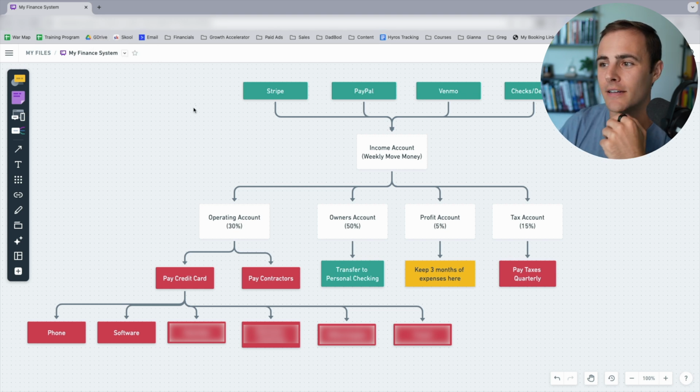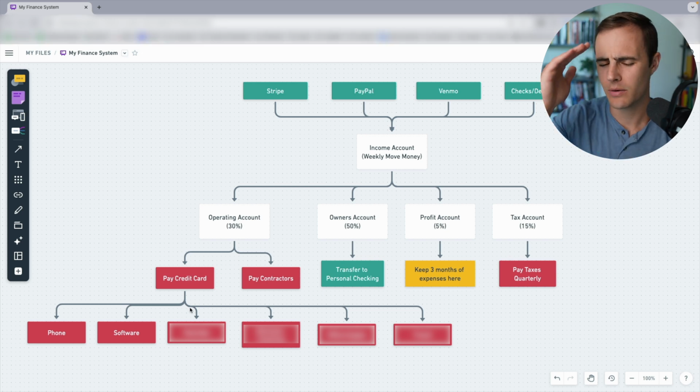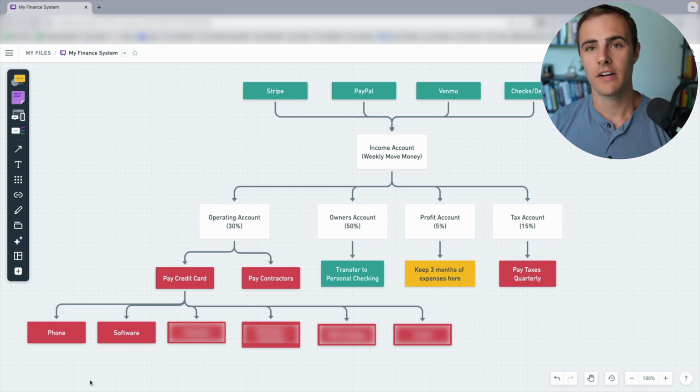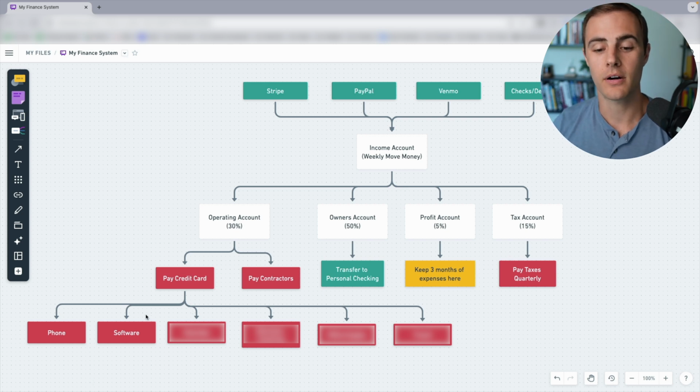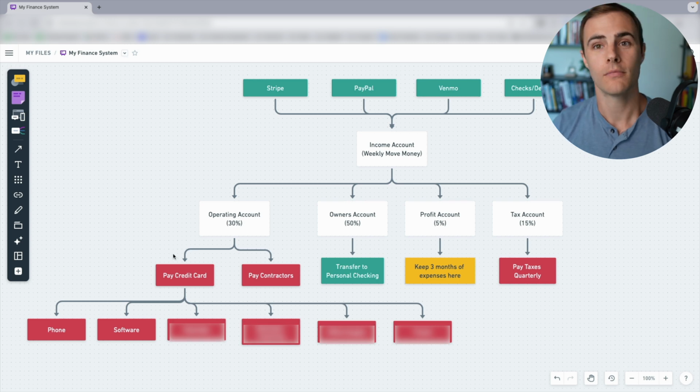What else do I got? URL Genie. I've got so many softwares. I spend probably anywhere between $1,000 to $4,000 a month on software right now, which is crazy. But I've got a virtual business, and part of that is being able to automate a lot of things. So all of those go onto a credit card.